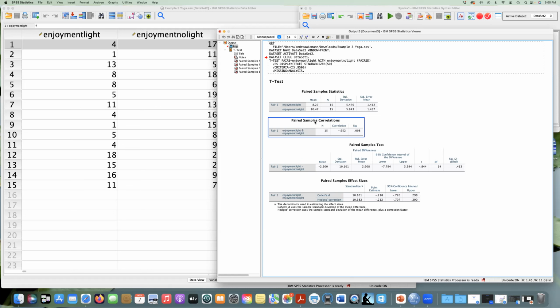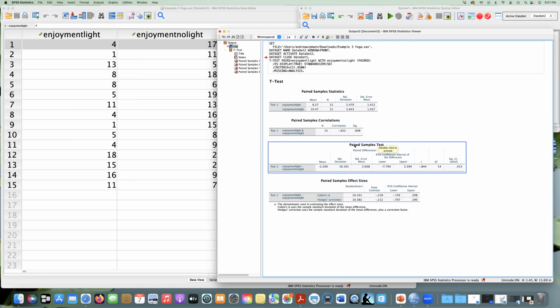So now we have the paired samples correlation. Again, we talked about this. We don't really use this paired samples correlation. What we're looking for is this paired samples difference, paired samples test. So these are descriptive statistics that help us describe our sample.